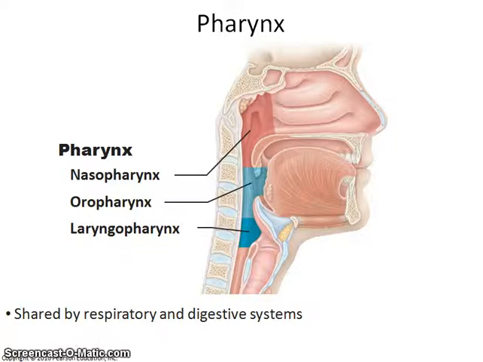One thing to point out here is that the pharynx is shared by the respiratory and digestive systems. So air and fluid and food all come through this part. At the bottom, you have this epiglottis that shuts off one tube from another. So you'll have your food going down one of these tubes, air down the other.